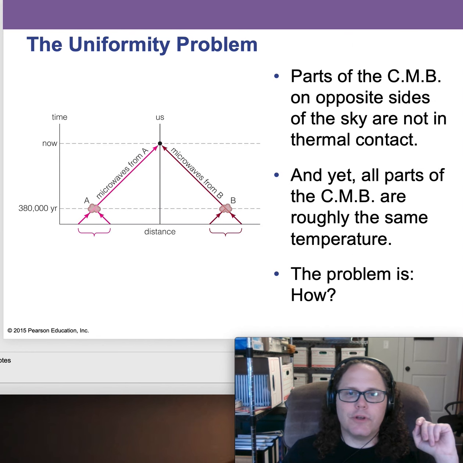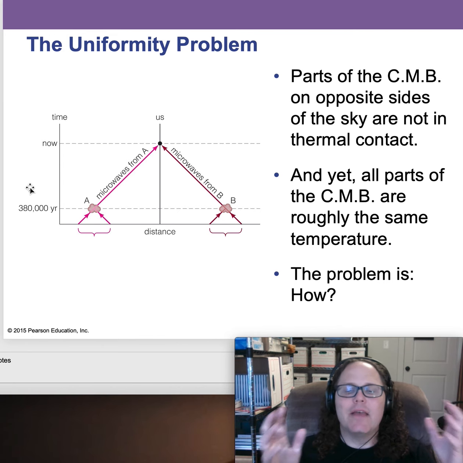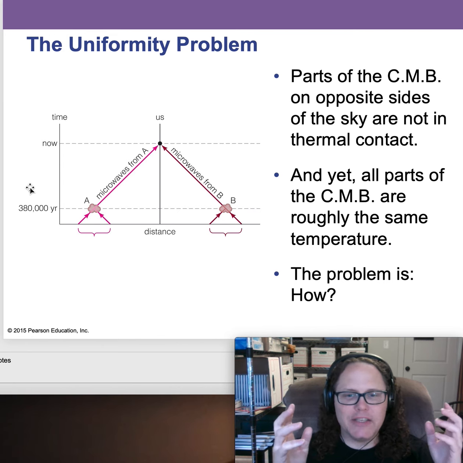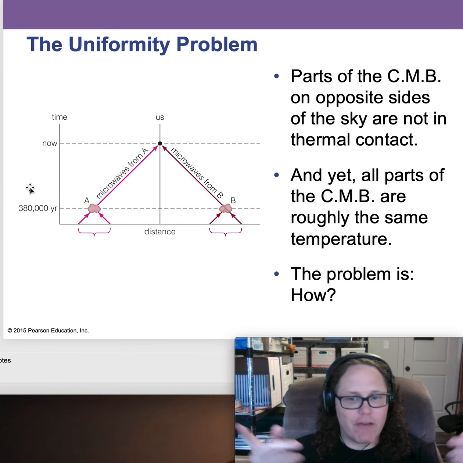Inflation also solves the uniformity problem. That is, why is it the cosmic microwave background is almost the same temperature every direction you look?